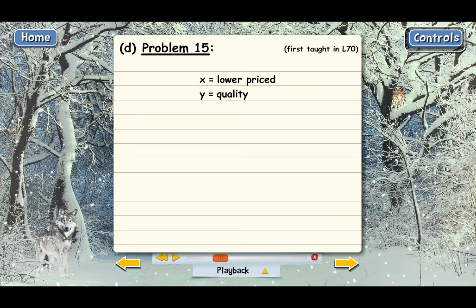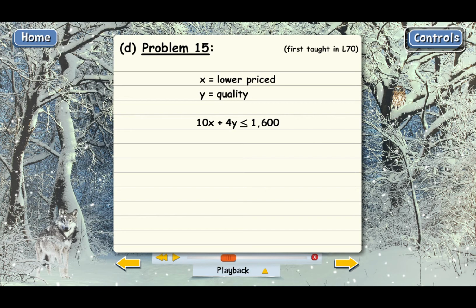So let's start with walnuts. We know that the lower priced version has 10 ounces of walnuts, and the quality version has 4 ounces of walnuts. But remember, the company only gets in 1,600 ounces of walnuts every day. So we could write an inequality saying 10x plus 4y has to be less than or equal to 1,600.